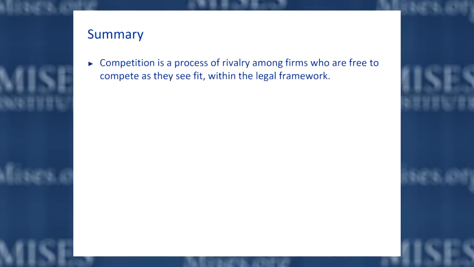So, to conclude, what have we learned in these three sessions? Or what do I hope that we have learned? Well, that to an Austrian economist, competition is best understood as a process of rivalry among firms, or we should say among entrepreneurs, workers, investors, suppliers, who are free to compete as they see fit within a given legal framework. So theft is outlawed, maybe certain kinds of fraud are outlawed, but except for those kinds of restrictions, entrepreneurship is free to flourish.